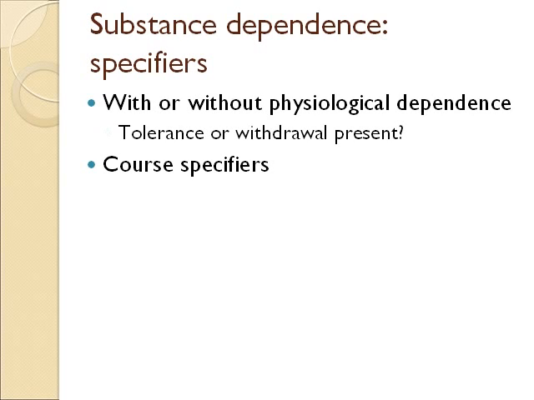Then you also have your core specifiers in terms of where somebody's at in terms of recovery or remission. So you have early partial remission. This is where for at least a month, but less than a year. So 1 to 12 months of still meeting at least one or more criteria for dependence, but not all the criteria. So not 3, so 1 or 2.